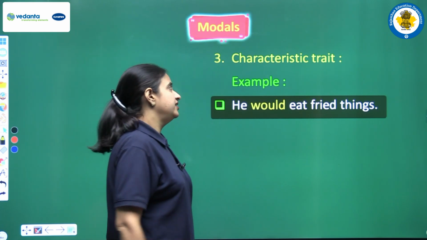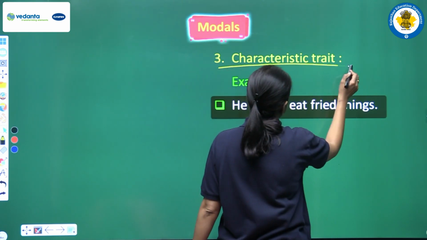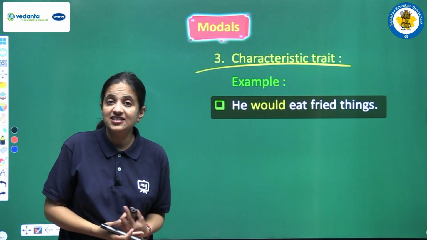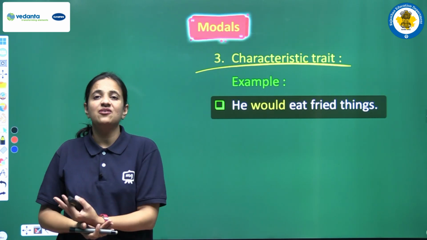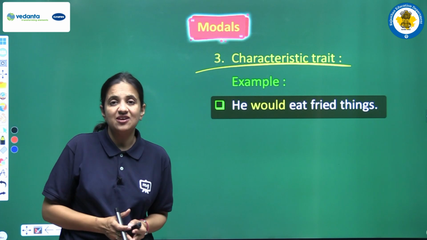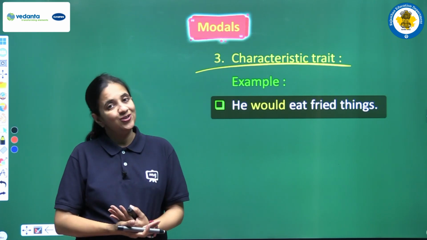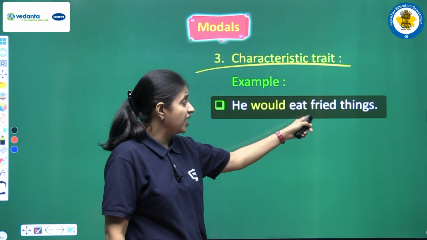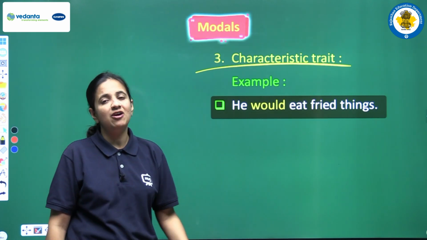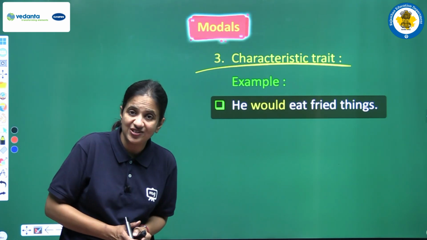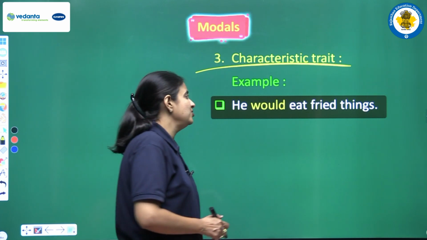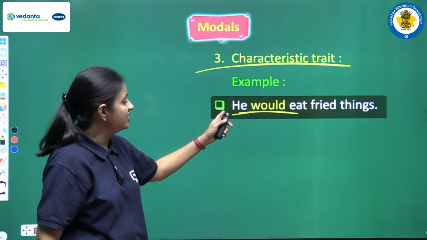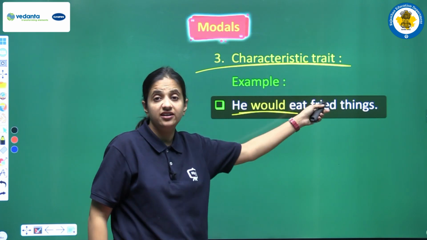Next we are having another use of would. So let's see, it is used to express a characteristic trait. Okay, so if we are talking about someone's characteristic, someone's speciality, someone's quality, then also we can use would. How? So let's see, he would eat fried things. So here we are talking about someone's characteristic traits. Okay, so in this manner we can make a sentence with the help of would, and we can write that he would eat fried things.